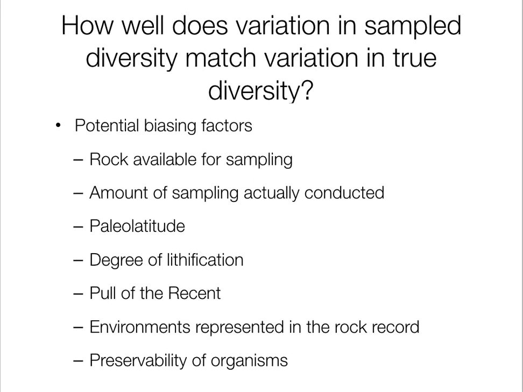Okay, so why does it look this way? We can ask the question, how well does variation in sample diversity match variation in true diversity? So basically, how well does this counting match with what we think actual diversity looks like? And we come back to our friends, the biases. One is the amount of rock available for sampling, which has, of course, changed through time. One is the amount of sampling that is actually conducted, because the only things that make it into these databases are fossils that have actually been collected by a paleontologist.